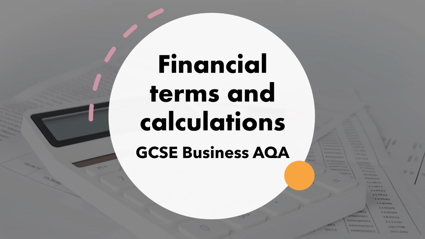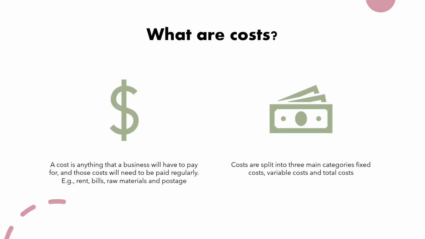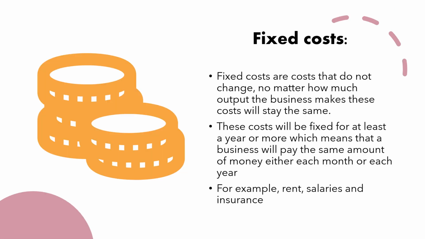In this video, I'm going to cover the content of financial terms and calculations, which is part of GCSE Business AQA. So what are costs? A cost is anything that a business will have to pay for, and those costs will need to be paid regularly. For example, rent, bills, raw materials, postage. Costs are split into three main categories: fixed costs, variable costs, and total cost.